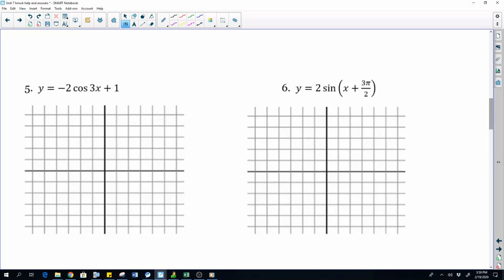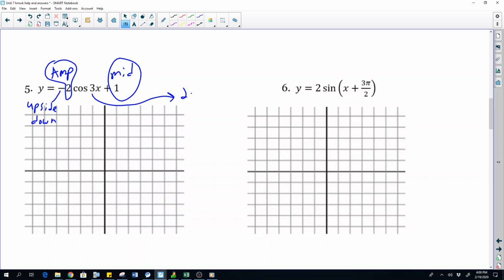So number 5, cosine. We got a lot of things going on. So the midline is going to be 1. Don't forget to label. It says, label which one's which. Amplitude is just a +2, but it will be upside down. And then, that 3 is going to get tricky on us.